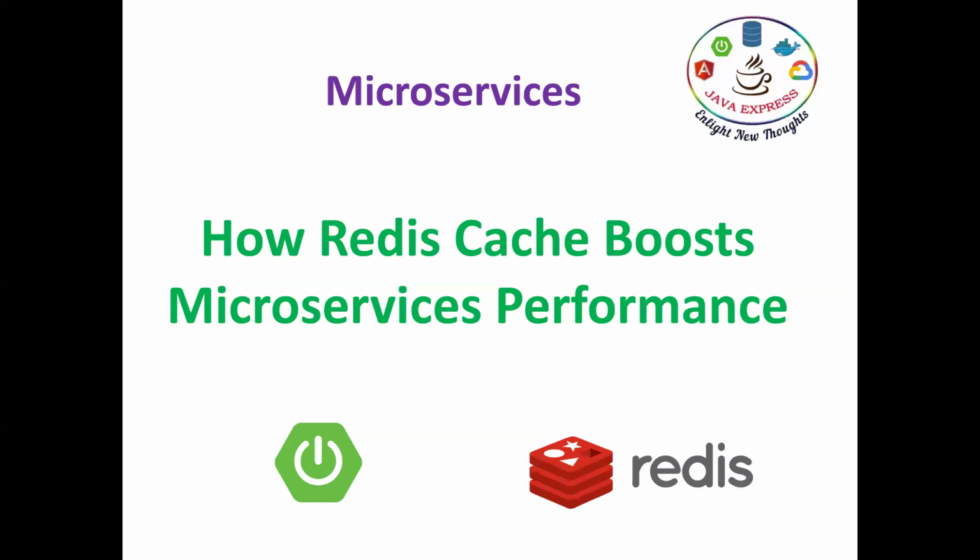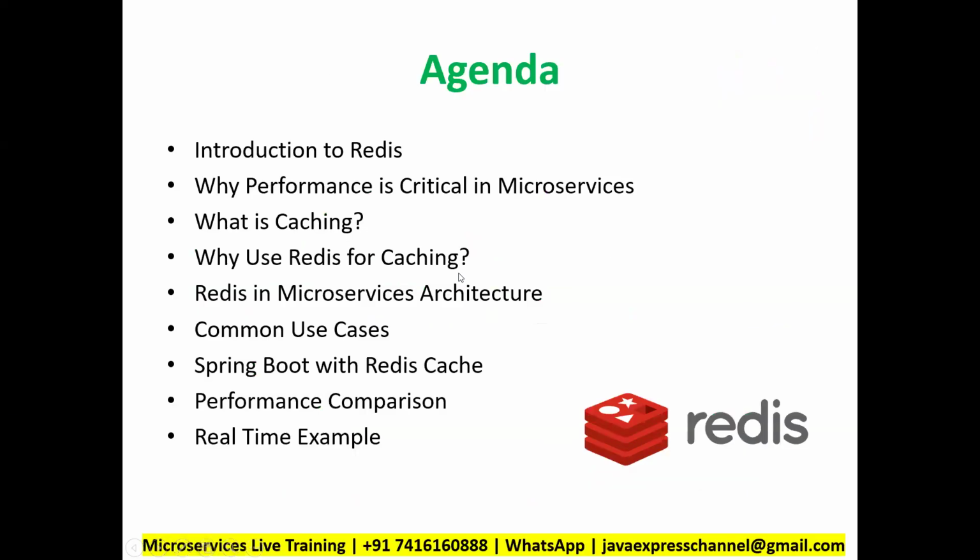Now, about the agenda: an introduction to Redis, what Redis is exactly, what the importance of Redis is, and why performance is critical in microservices architecture. All these things we are going to discuss. Also, why Redis is so popular, and how Redis is useful in our microservices architecture. What are the common use cases, not only for cache purposes but for other use cases too. And Spring Boot with Redis: what kind of annotations we should use in our Spring Boot application, a performance comparison, and a real-time example. So this is the agenda for the Redis cache, guys.